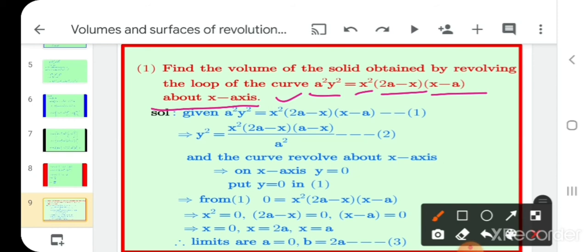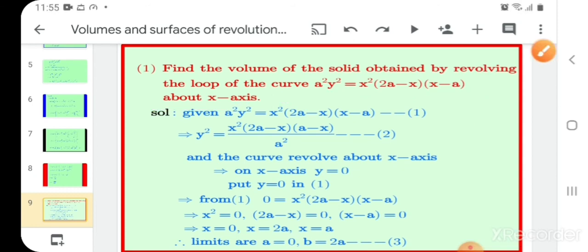What is that formula? V equals integral a to b pi y square dx. And we have to find the limit values of x. On the x-axis, what is the value of y? 0. So we substitute y equals 0 in the given equation. We get the values of x. Then we integrate. Very simple problems we have.